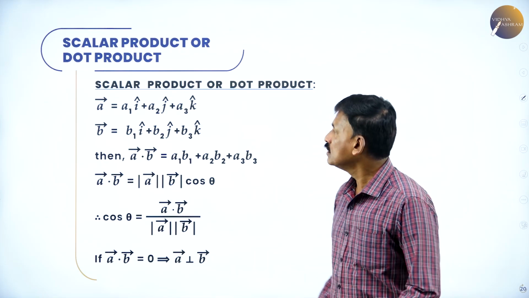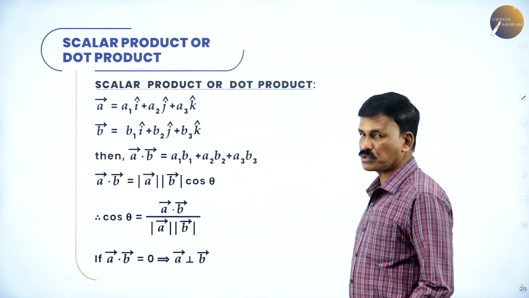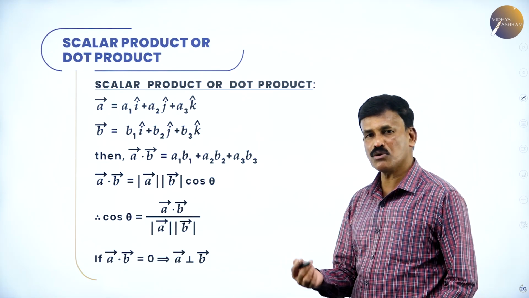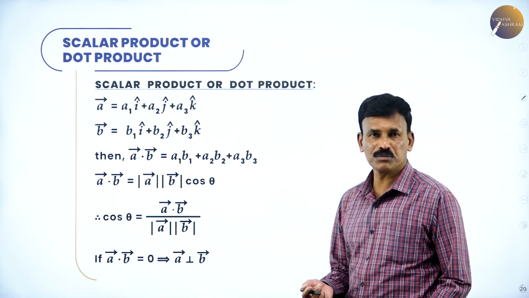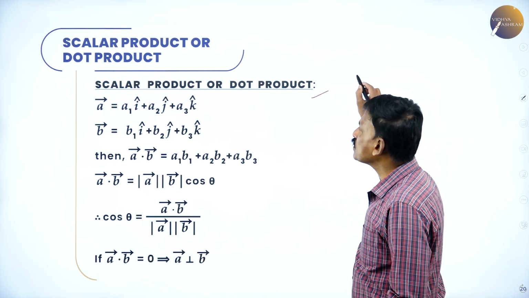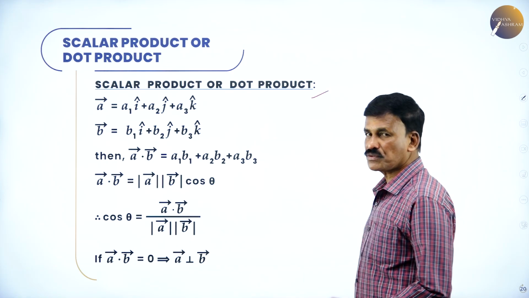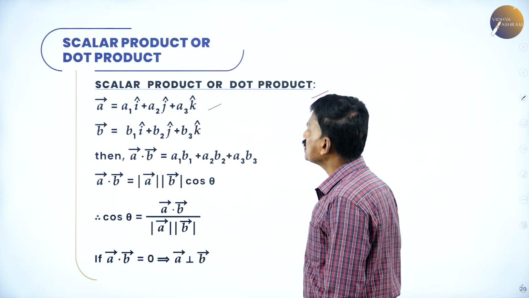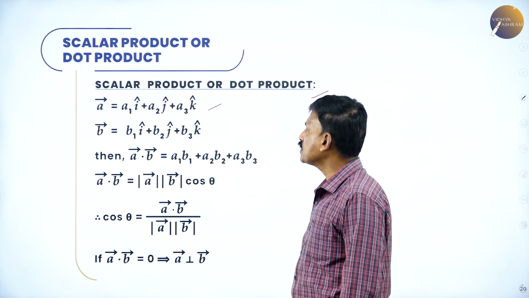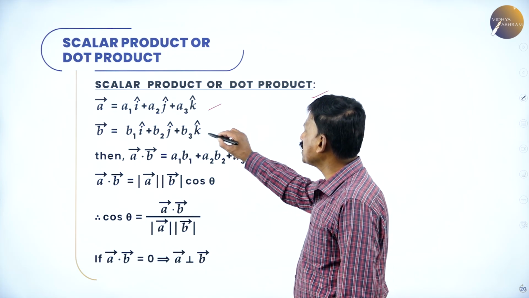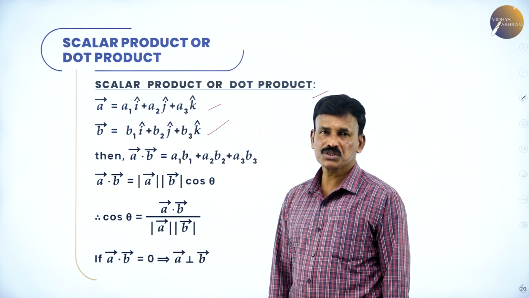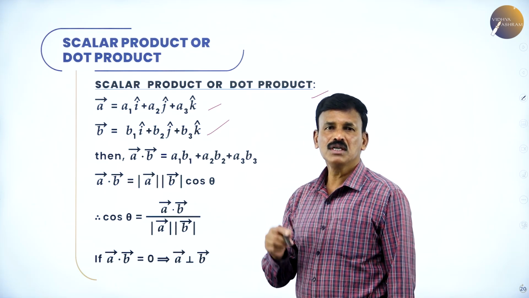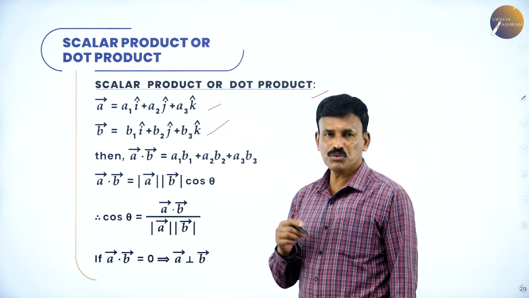Next concepts are scalar product and dot product. Scalar product, also called dot product, then vector products, then box product or scalar triple product. Let us first look at the scalar product or dot product of two vectors. Suppose vector A is equal to A1i plus A2j plus A3k and B is equal to B1i plus B2j plus B3k are any two vectors, then the dot product of these two, denoted as A dot B, is equal to, just multiply the coefficients of i, j and k in both the vectors.